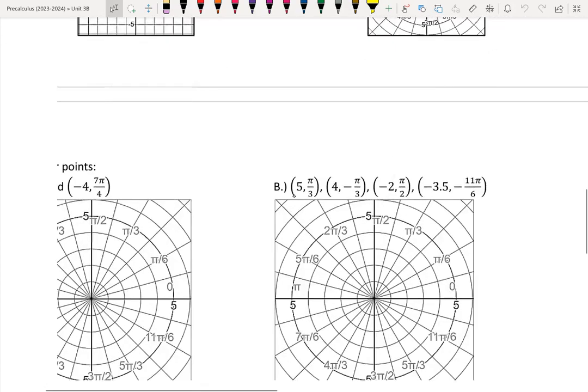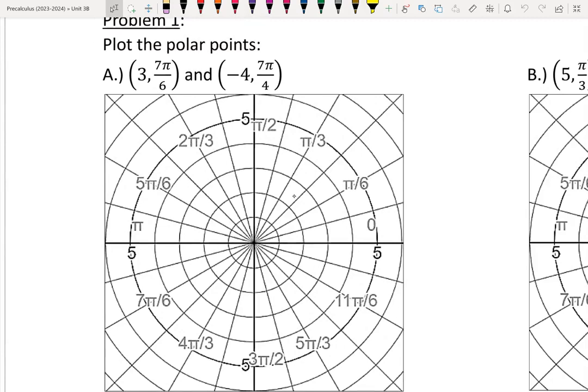So go ahead and turn the page. To help us out with this, I'm just going to go ahead and label each of these points. I'm going to label my first one as point A, the second one as point B, so we know where everything is. So 3, 7 pi over 6.